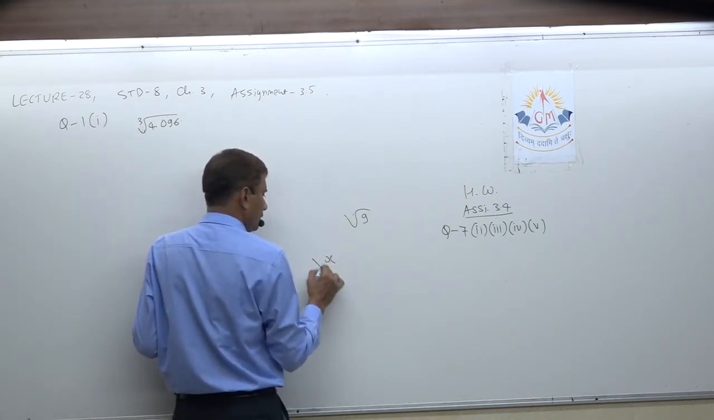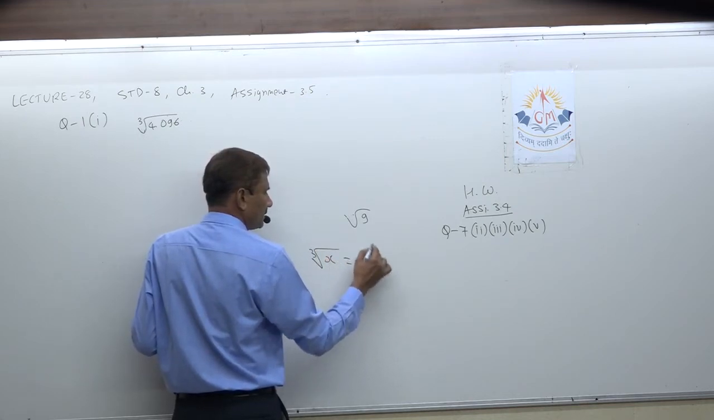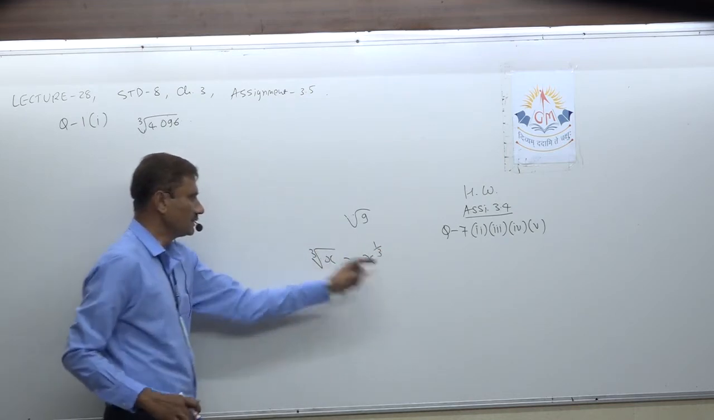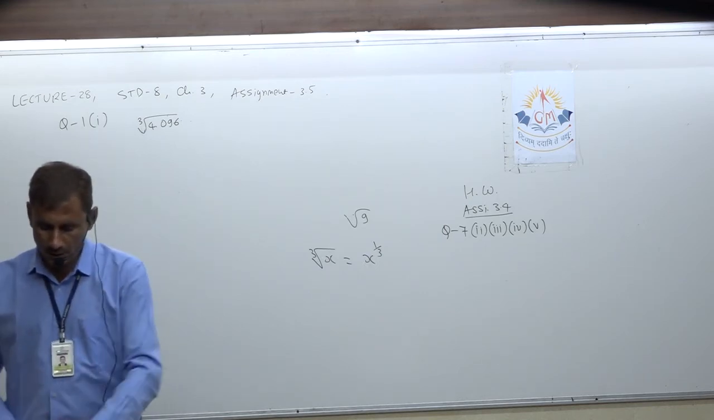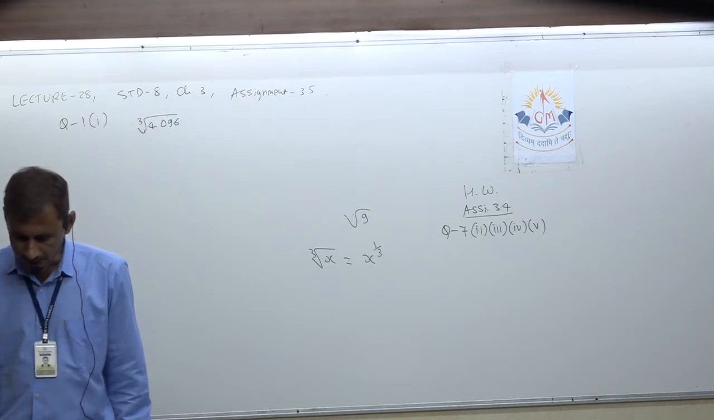If I write the cube root of x, that can be written as x raised to 1 by 3 also, both are the same. Okay, and you just look at page number 71.